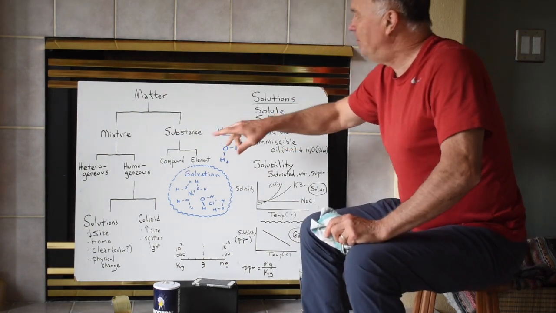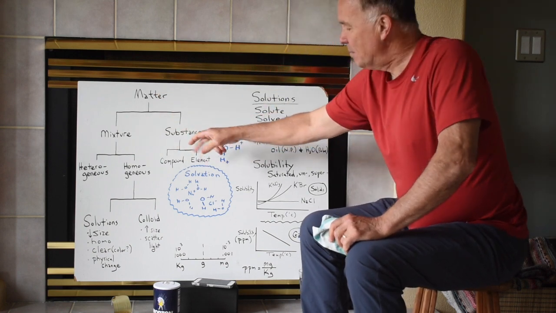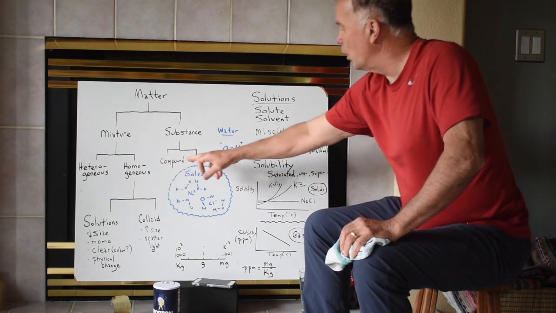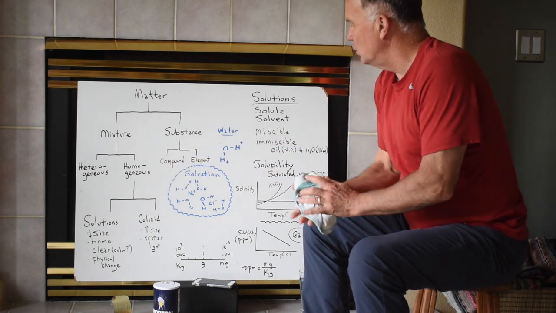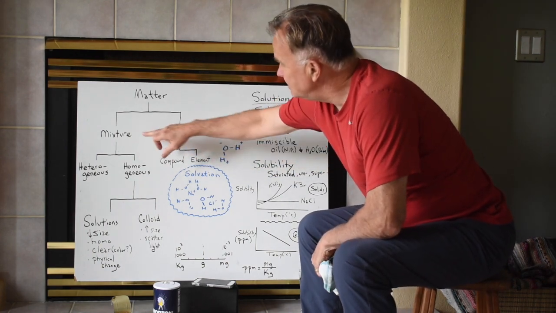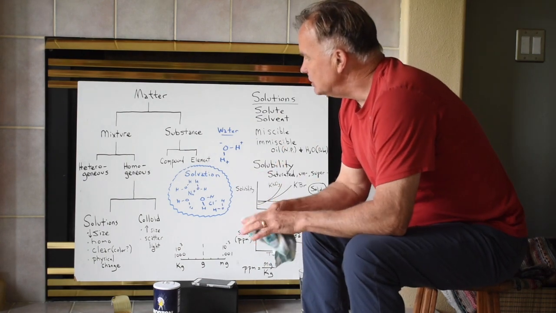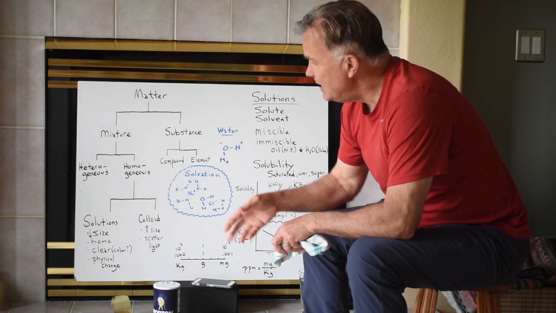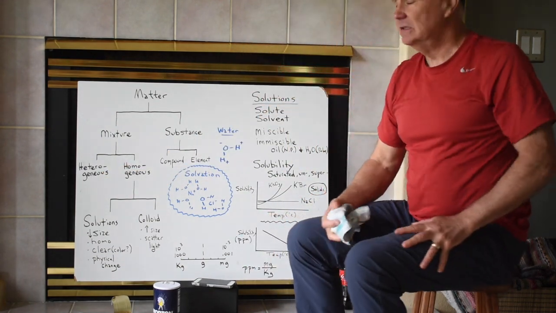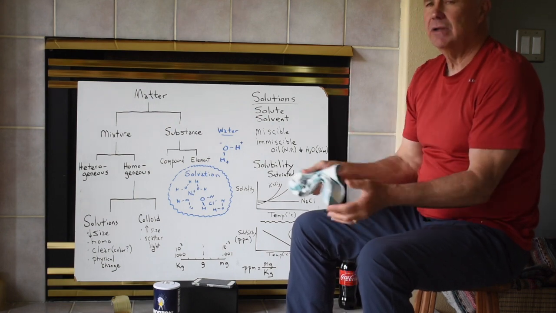Overall scheme of things, you have matter. You can divide matter into mixtures and substances. Of course, substances would be compounds, H2O, CH4, so forth, and then elements, which make up everything. But a mixture is two or more substances put together in different combinations. The sardines would be a heterogeneous mixture, because heterogeneous means not evenly spread. So pizza, concrete, stuff that's not blended evenly.